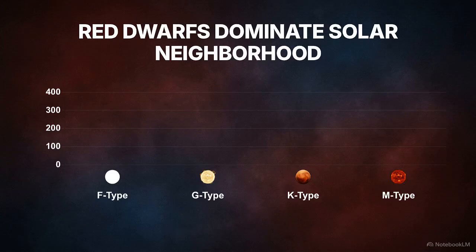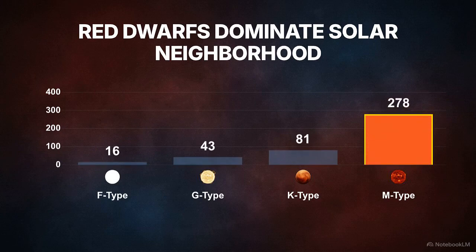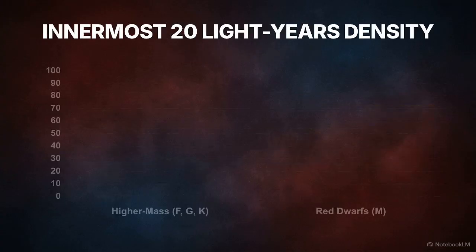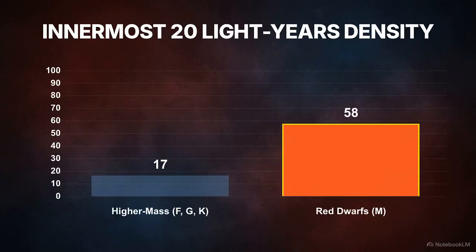This chart breaks down the Gaia-era census of stars within roughly 32 light-years of Earth. The columns for Sun-like G and K-type stars are completely overshadowed by M-type red dwarfs, which make up 61% of the local population.